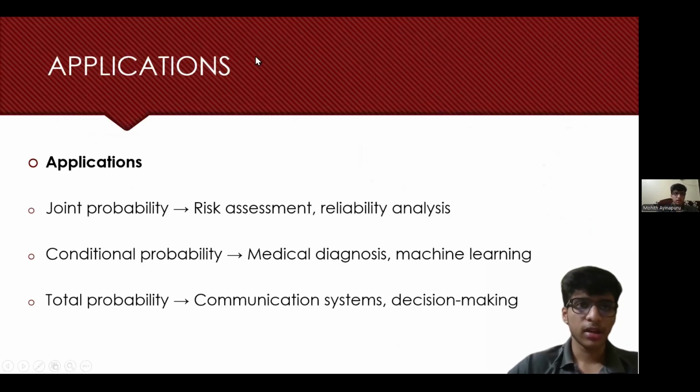The applications where we use these probabilities are as follows. Joint probability is used in risk assessment and reliability analysis. Conditional probability is used in medical diagnosis and machine learning. Total probability is used in communication systems and decision making.